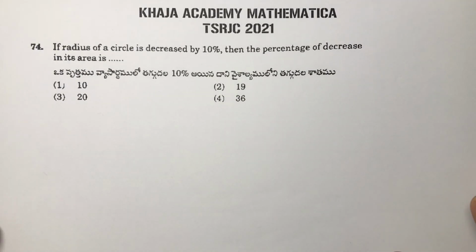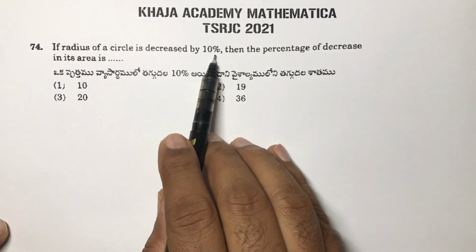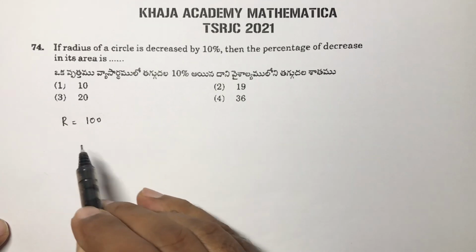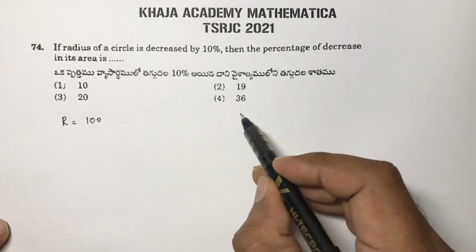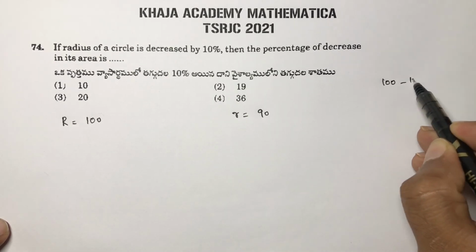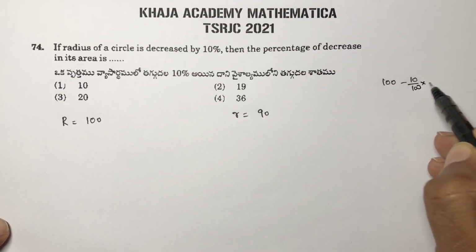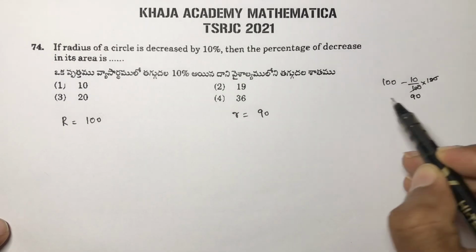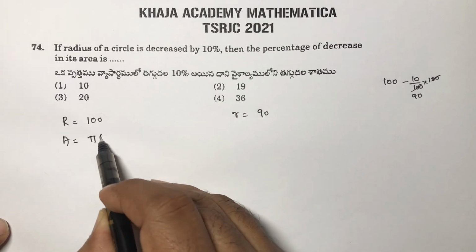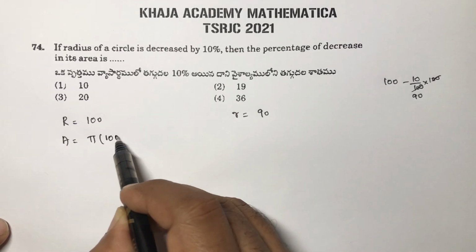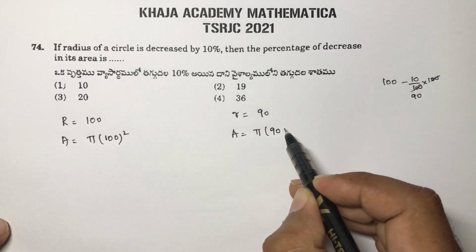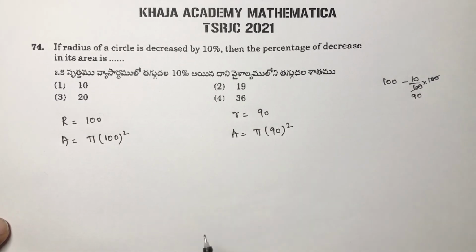See, percentage problems. If the radius of a circle is decreased by 10%, let the original radius be 100. If it is reduced by 10%, the radius will become 90, because 100 minus 10% of 100 is 90. Now find the area. Area is pi r square, so the original area is pi into 100 square and the new area is pi into 90 square because the radius is 90.